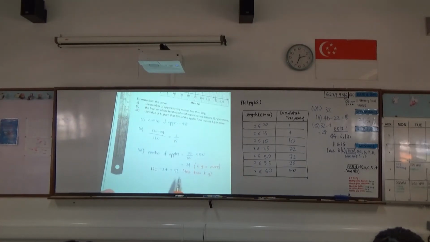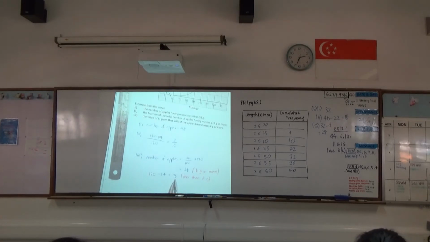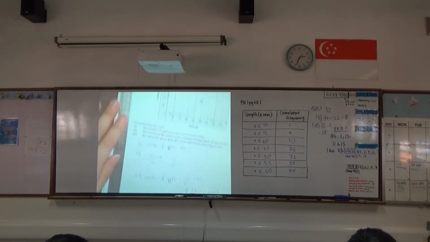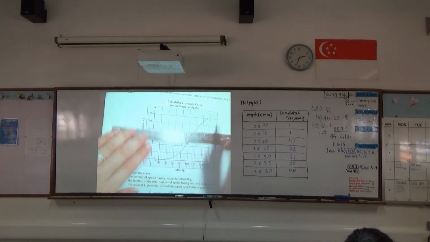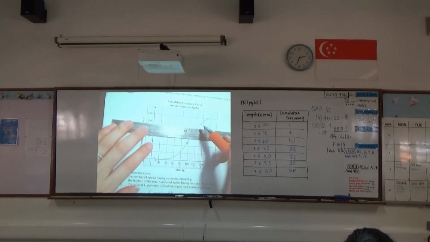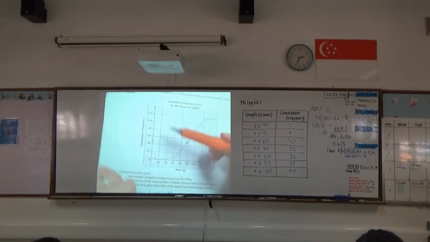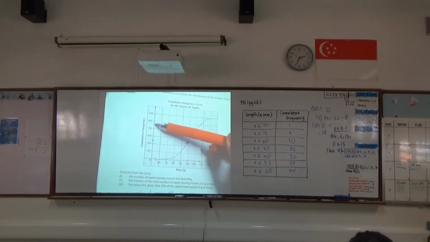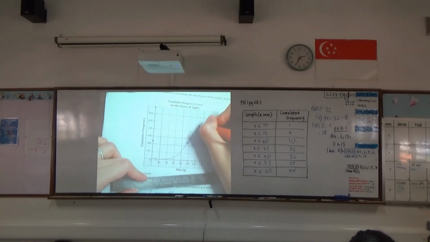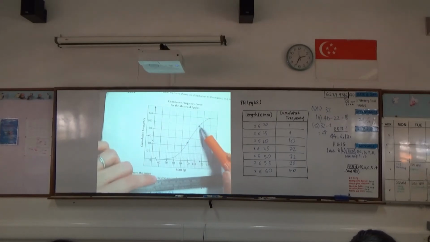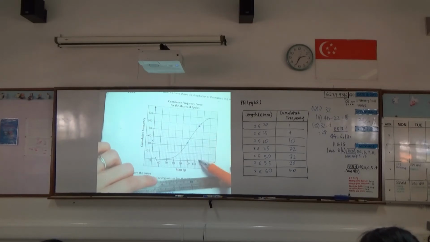Then we read for the graph 96. Okay, and therefore, reading the graph at 96, I would be getting 140. So this is 4, 8, 12, 16. So 96 will actually be here. I'm reading it off the x-axis. We get 140.